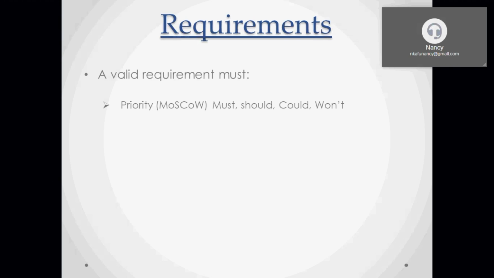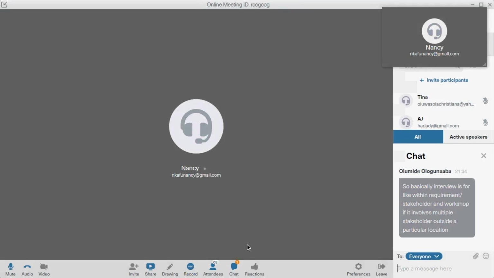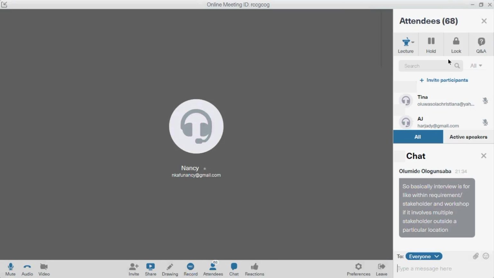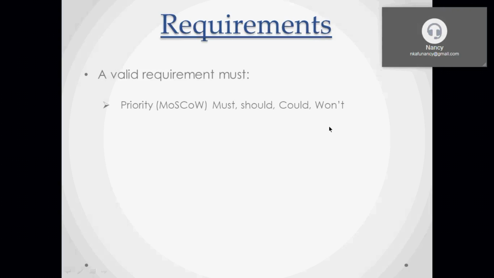Next week, I'm going to show you a sample of the requirement documents. I thought we'd be able to do it today, but we are not going to do it today. So if you write a requirement that does not have a priority, then it is not valid.